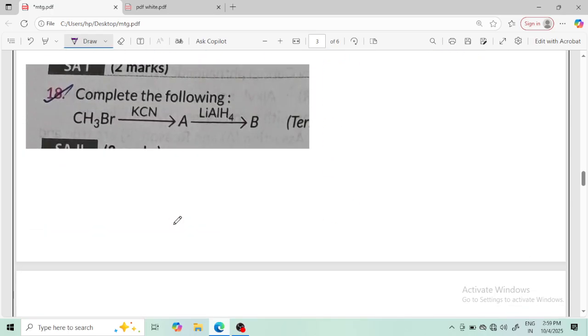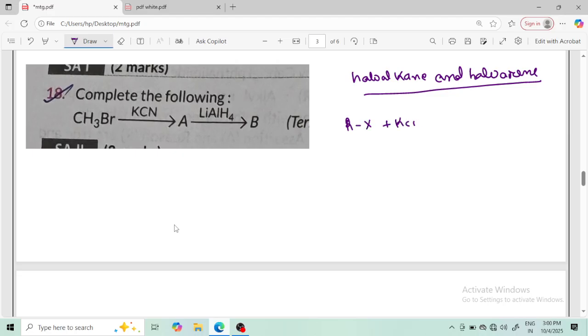Now let's do question number 18. The first part is from the haloalkane and haloarene chapter. If you remember, it is from nucleophilic substitution reaction. If RX is given and it is reacting with KCN, the nucleophile that you will get is CN minus, yes or no? It will replace this X and you will get here NC.